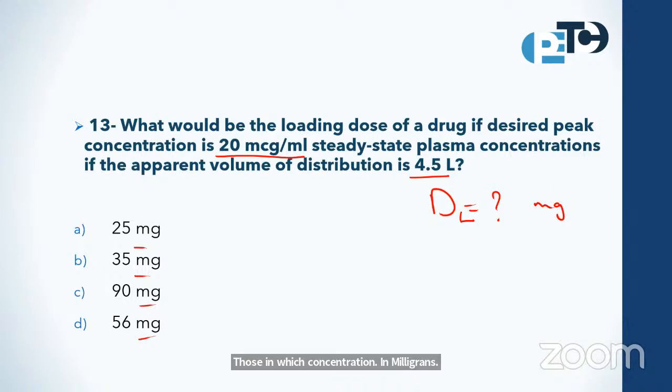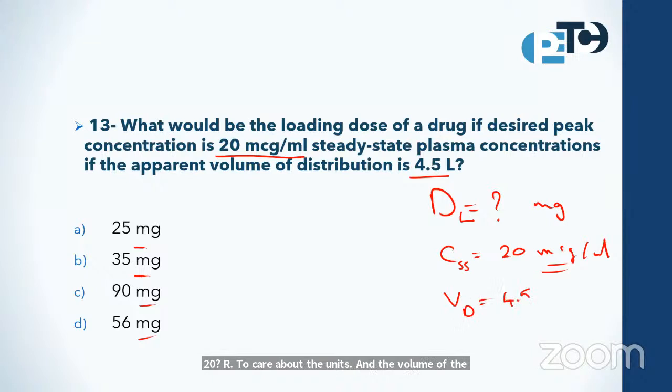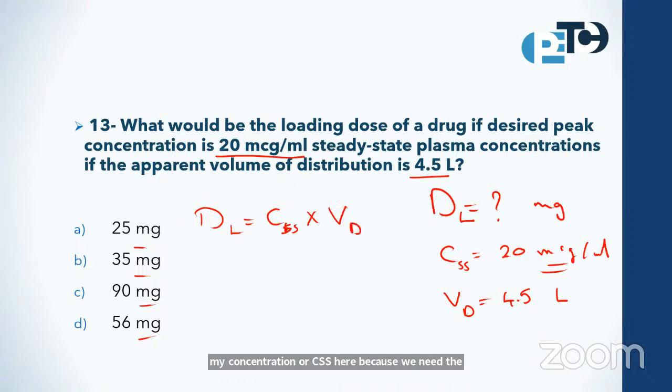We have the concentration or the steady state concentration, which is 20 microgram per ml. Take care about the units. And the volume of distribution is 4.5 liter. What is the formula that we use? The formula is saying that loading dose equals plasma concentration, or CSS here because we need the loading dose, multiplied by the VD. Can we multiply 20 by 4.5 directly?